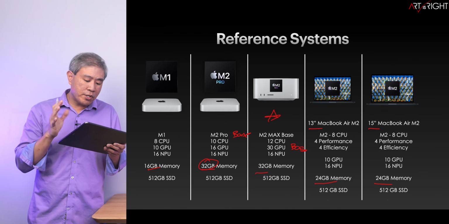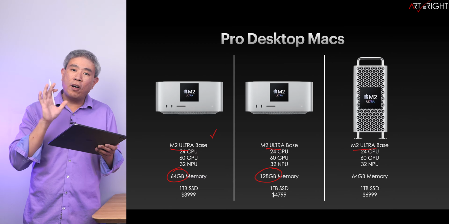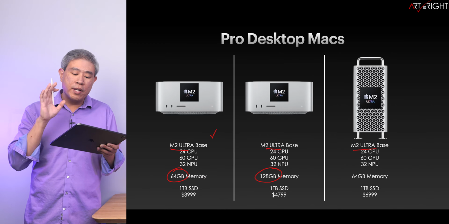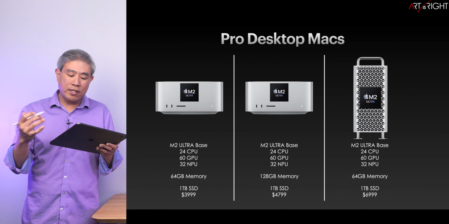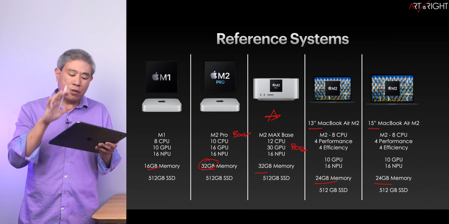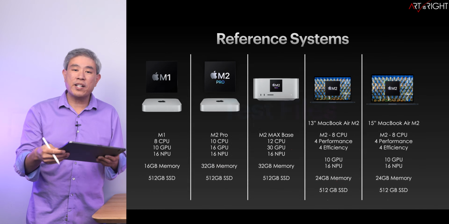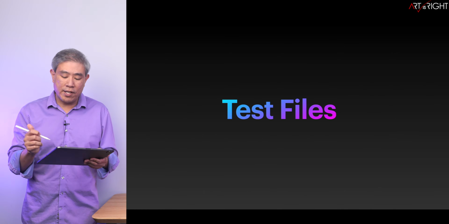Now, there's something to note as well about the neural processing engine between these machines. For example, on the Ultra, there are 32 cores of neural processing engine, that is the machine learning cores, whereas on these other machines, the M2, M2 Pro, and M2 Max, you're looking at around 16 cores of neural processing engine. So we're going to see if that contributes to any variation as well.